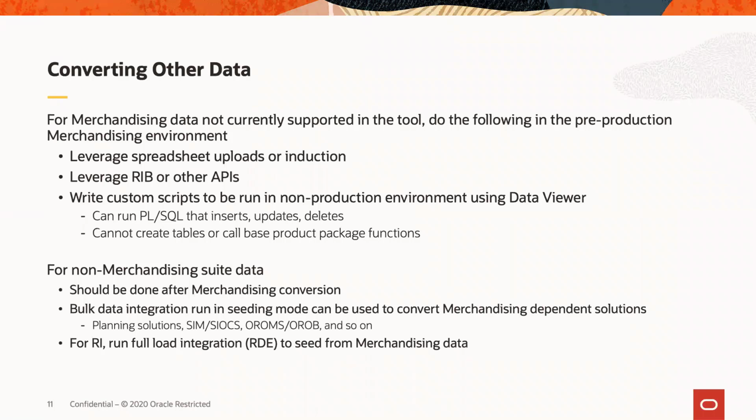And this slide here tries to outline a few things that can be considered to help support that. So in all of our non-production environments that are used for conversion, you'll have read-write access to the database. So you can create custom scripts that can be run. You can also leverage our spreadsheet uploads or induction processes within the merchandising schema that's in that pre-production environment. Or you could potentially leverage RIB or other APIs if you have RICs in that pre-production environment, or they could be loaded into production as well once the other data is loaded. That's dependent on that.